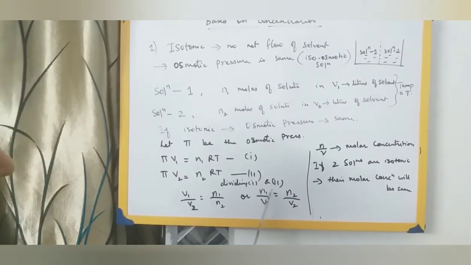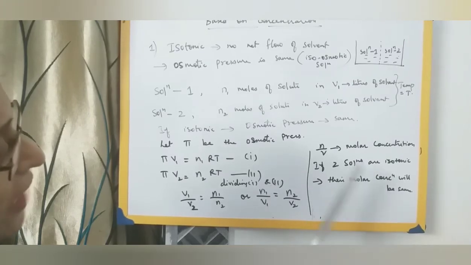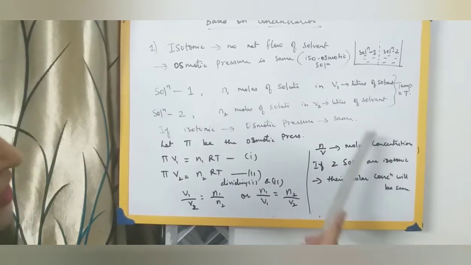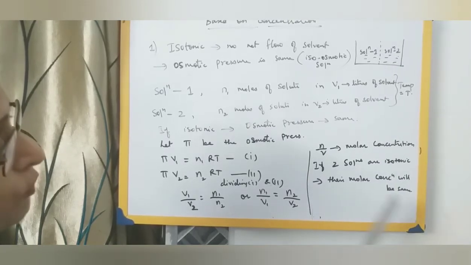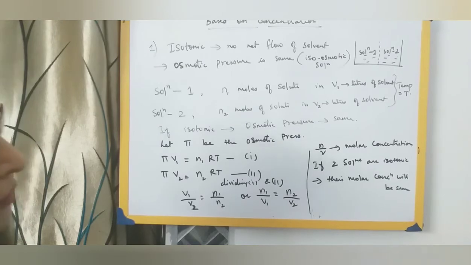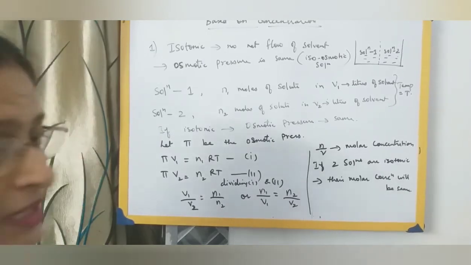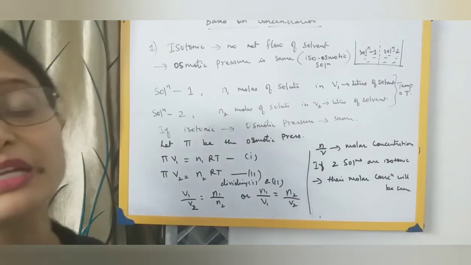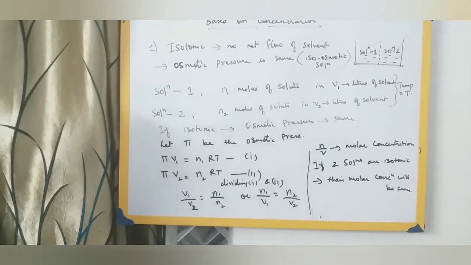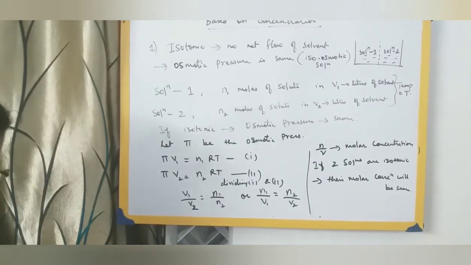So this parameter, N by V, that is the number of moles of the solute present in V liters of the solution, is representing what? Molar concentration. So if two solutions are isotonic, their molar concentration will be same. If the number of moles is same, obviously the concentration of the solution will be same.